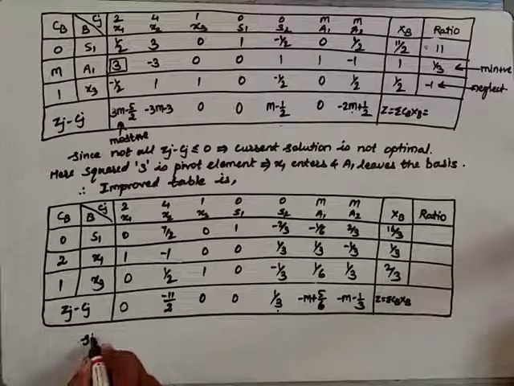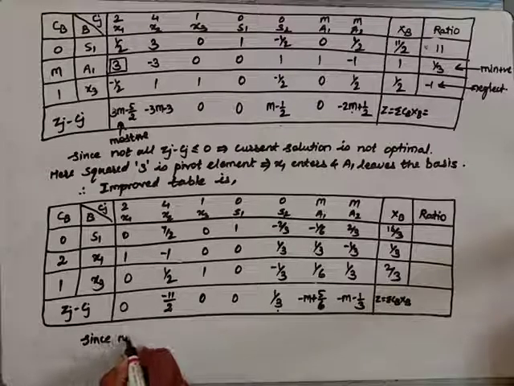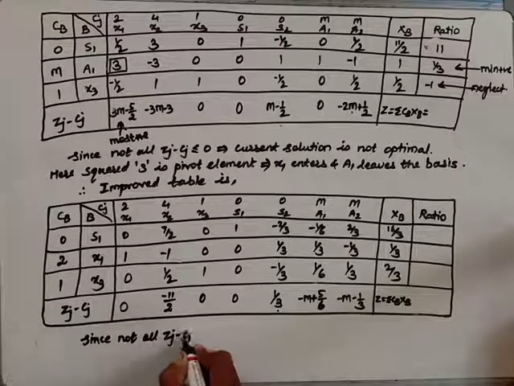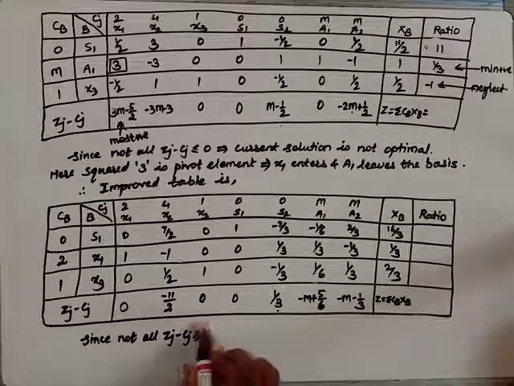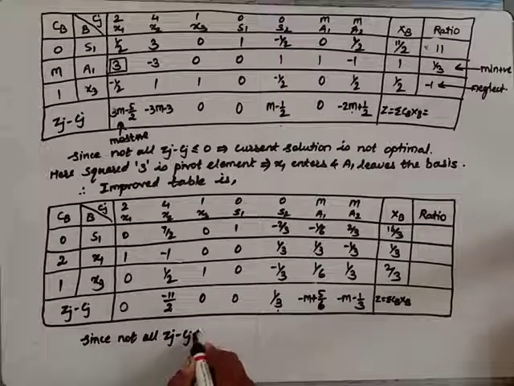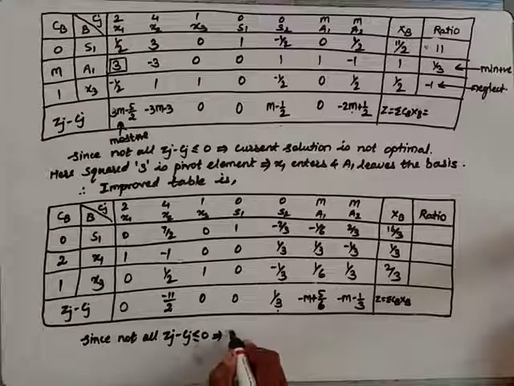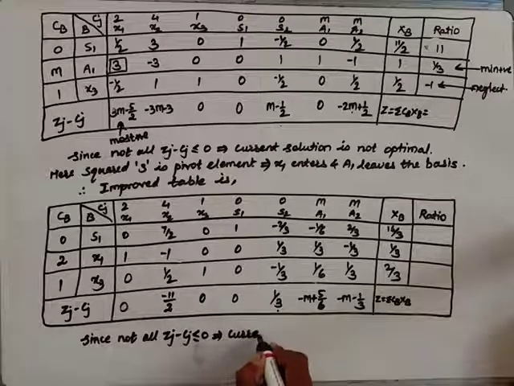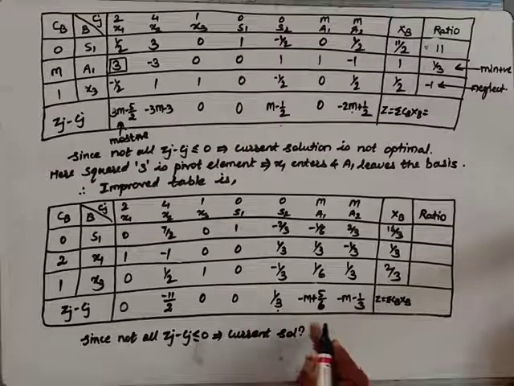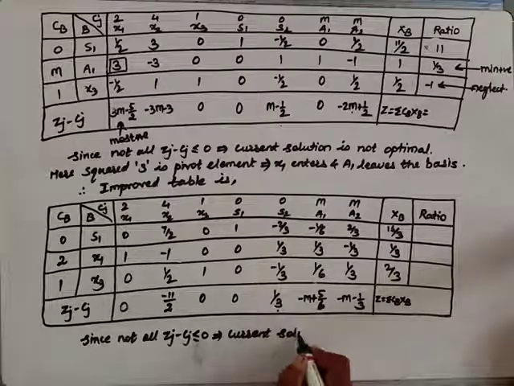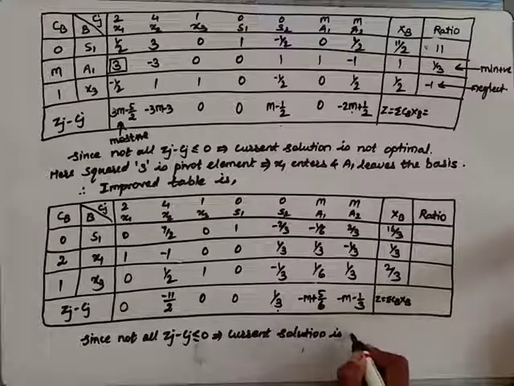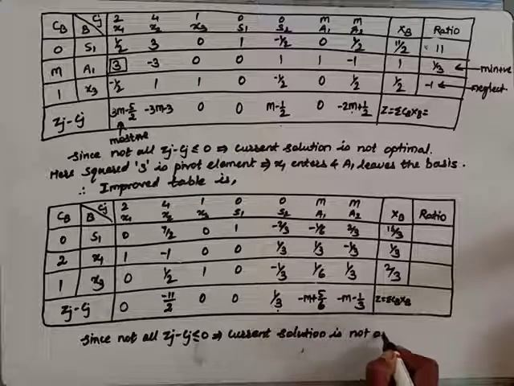So since not all Zj minus Cj are greater equal, sorry, not greater equal here. What should we write? Less equal 0. So it implies the current solution is not optimal.